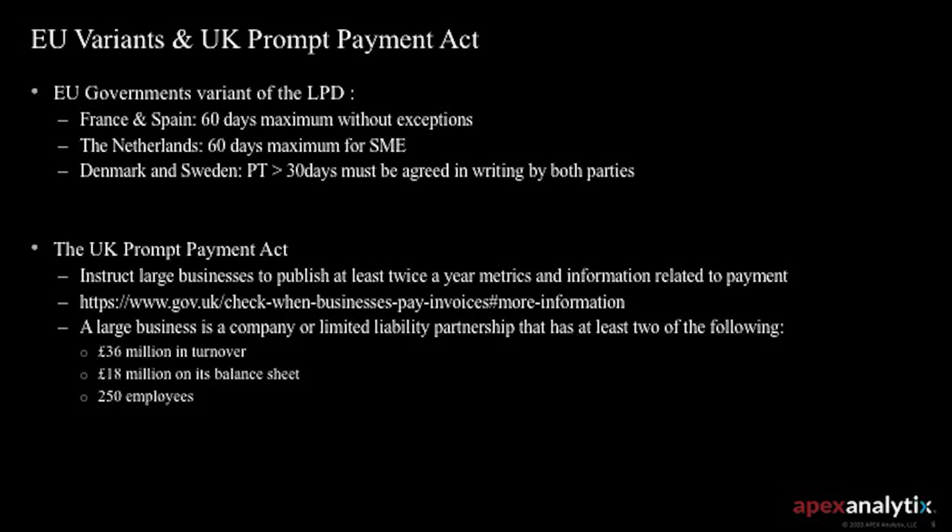So I'm going to talk about the UK Prompt Payment Act, which really instructs large businesses to publish at least twice a year some metrics and information related to payment. These are for large UK companies and for multinationals, so it's supposed that there must be UK entities in the UK. So the law really asks to publicly release the payment policy, practices, metrics, and performance in a report twice a year. Again, the same regulation as per the directive. These were introduced with the intention of helping small and medium-sized suppliers to receive payment on time.